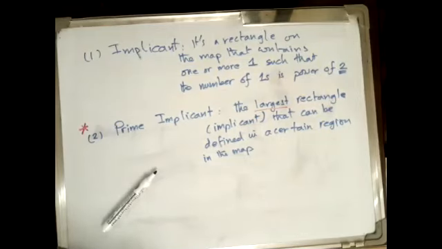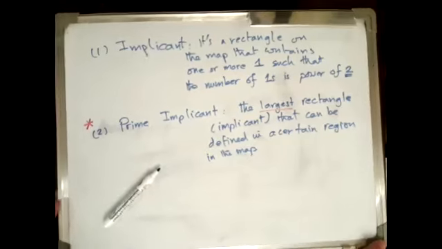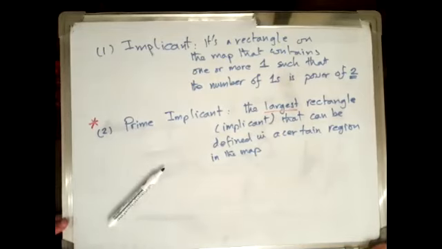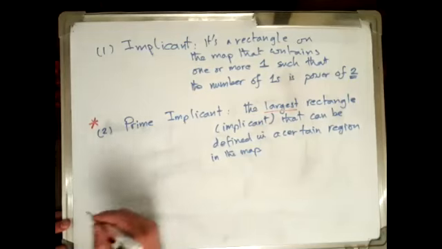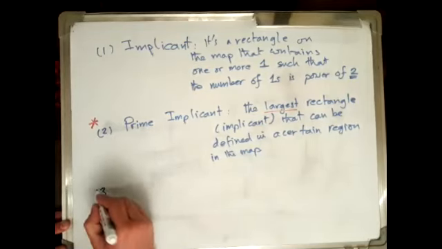We will come to this later, to see what is the meaning of largest and fewest, and how this affects the cost of the logic expression. But let me end the definitions, and next time we will take examples. Three: essential prime implicant.